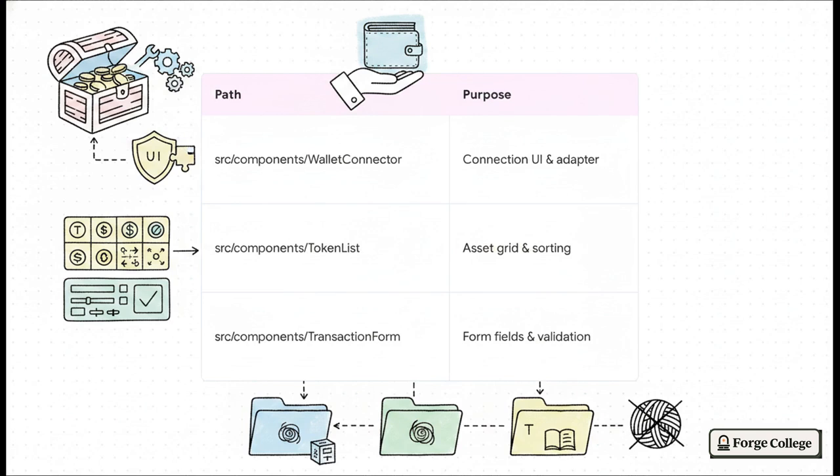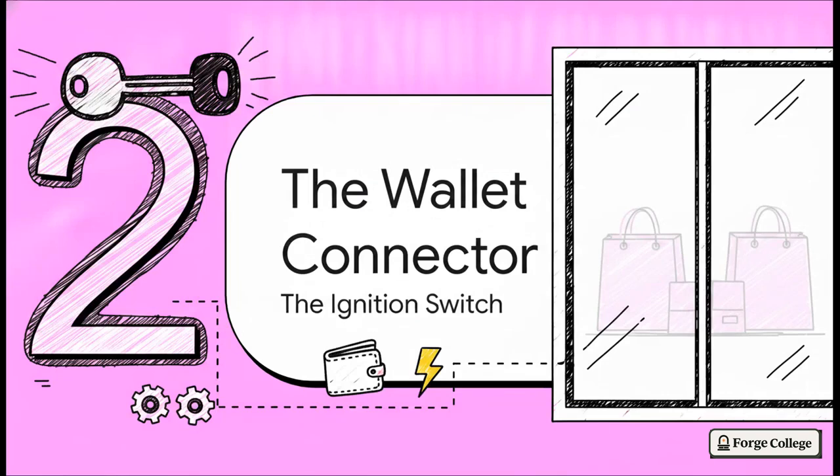Now, why do it this way? Because in Web3, state management gets incredibly complex incredibly quickly, especially when you're dealing with blockchain data that is constantly syncing and changing. By keeping these components strictly isolated in their own folders, along with their respective tests and documentation stories, we make absolutely sure our codebase doesn't devolve into a tangled ball of spaghetti once we start pumping live data through it. Let's move on to part 2, the WalletConnector.